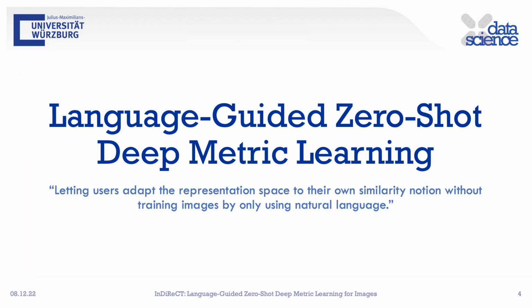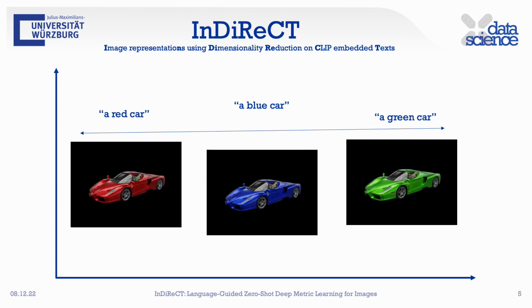We thus propose a new task called language-guided zero-shot deep metric learning, where the user can adapt the representation space to their own similarity notion using only natural language and no training images. To this end, we propose InDiReCT, which achieves this by using CLIP, the popular multimodal model by OpenAI.